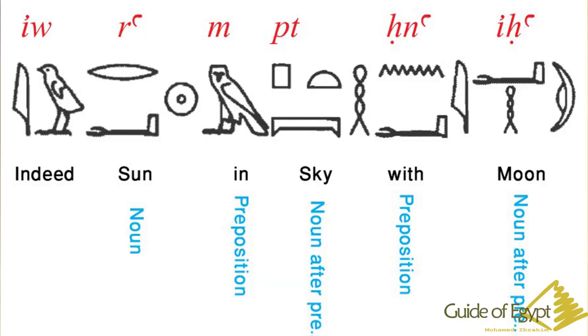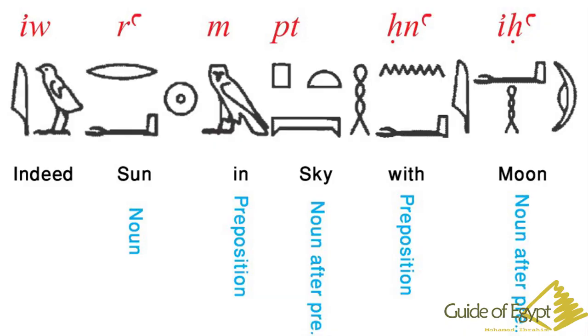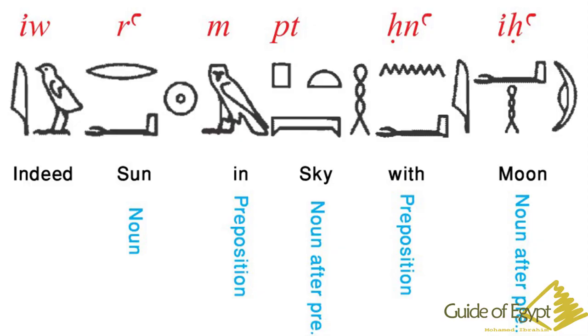There is no verb, and we can say iw or iwa. Iwa Ra em pet hna iah. Iwa, yes, indeed, truly. Ra em pet, Ra in the sky. Hna iah, with the moon. And when we try to give a grammatical position to iwa, it doesn't have one. So we start from Ra, noun, em, preposition, pet, sky, noun after preposition, hna, another preposition, and iah, noun after preposition.